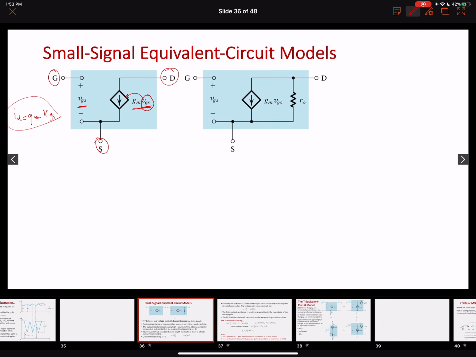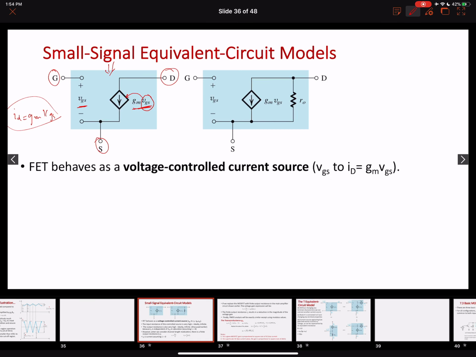Okay. So this is what we have, and let's talk about it. The first one is our FET. The MOSFET behaves as a voltage controlled current source, right? So this is our input, this is our output, and the value of this constant output current is related to the MOSFET transconductance parameter.